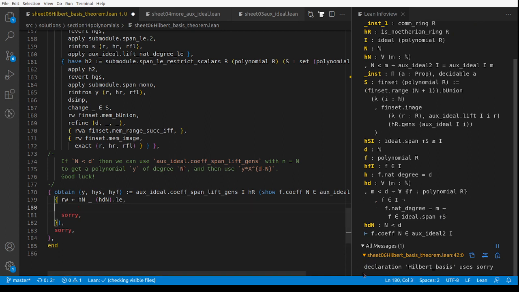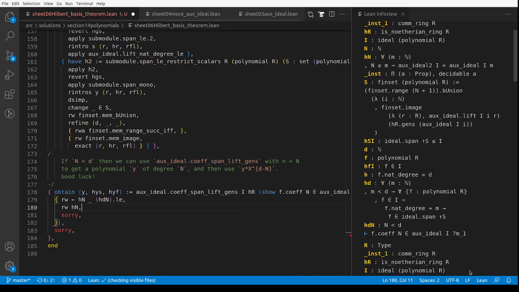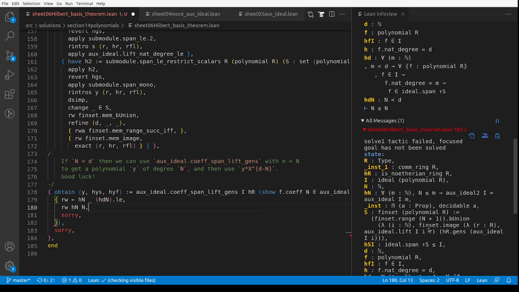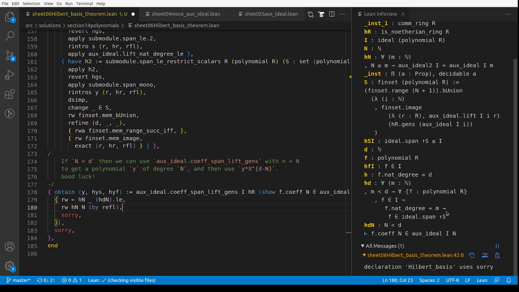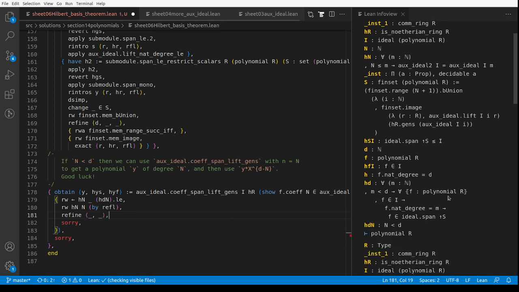Marvelous. And now I want to rewrite it forwards. Rewrite HN forwards, and now R, because it wants to know the number. I'm going to use n. And now what? It wants to prove that n is less than or equal to n. So that's something like by refl. There we are. And so now I've got to prove this, and now this is the easy thing. So refine this. Is that going to work?